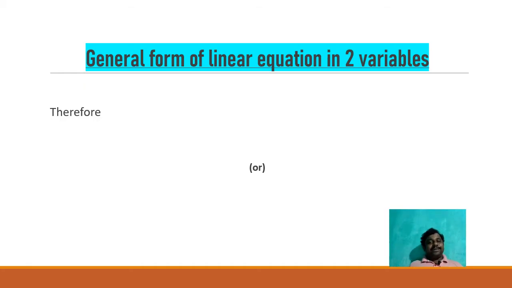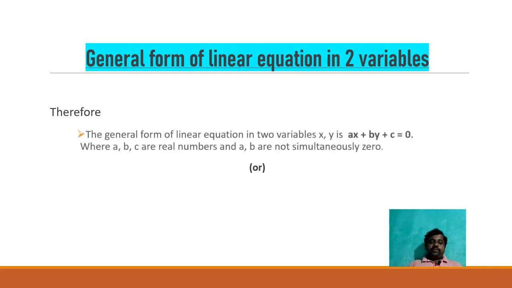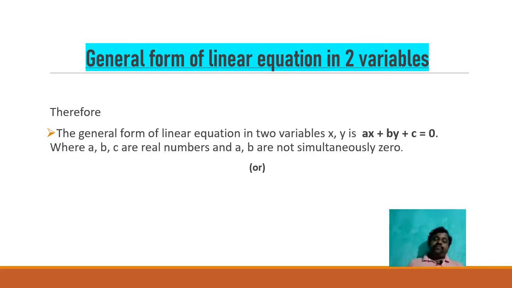General form of a linear equation in two variables. Already we said ax plus by plus c is equal to 0. But there is some condition to represent a linear equation. What is the general form of a linear equation? Just observe. According to our previous examples, the general form of a linear equation in two variables x, y is ax plus by plus c is equal to 0.